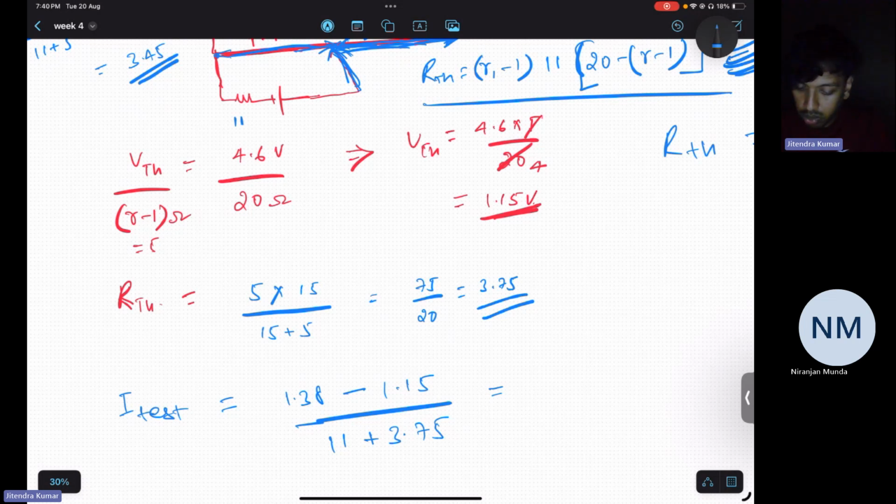1.38 minus 1.15, 1.38 minus 1.15, divided by 14.75. So it is again 15.6 milliampere, but it's positive.